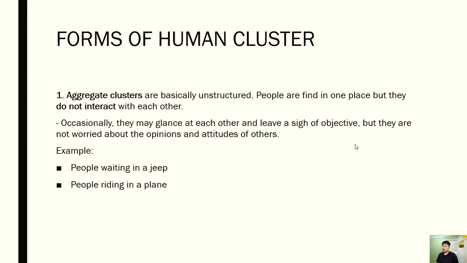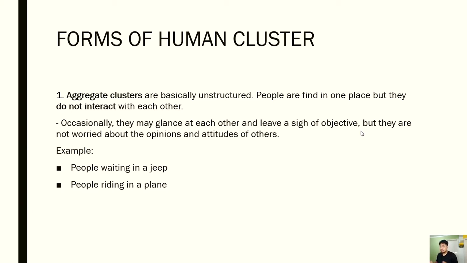Okay. Now, there are some groups that nandun sila physically pero walang interaction. Ang tawag natin dito is aggregate cluster. So, aggregate cluster are basically unstructured. Ito yung sinasabi ko kanina na territory. People are found in one place but they do not interact with each other. Occasionally, they may glance at each other, just like the jeepney. But they are not worried about the opinions and attitude of others.